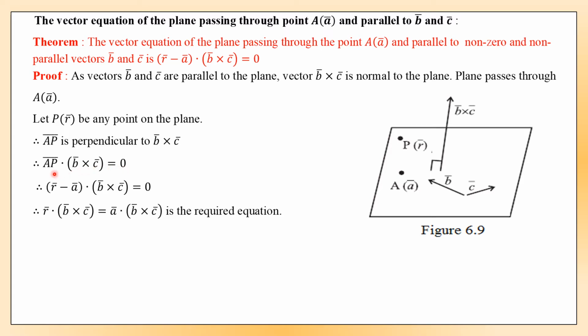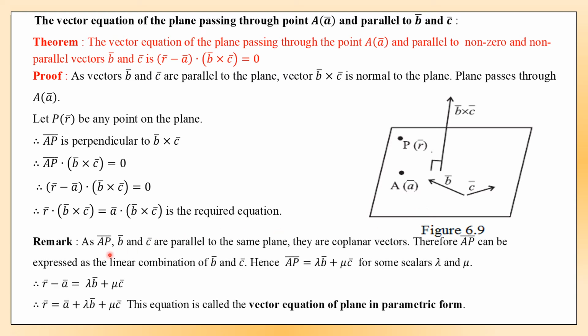Hence, AP vector equal to R vector minus A vector, so (R vector minus A vector) dot (B vector cross C vector) equal to 0. Then R vector dot B vector cross C vector equal to, taking minus A vector on the RHS, we get A vector dot B vector cross C vector. This is the required equation of the plane passing through the point A vector and parallel to the vectors B vector and C vector.